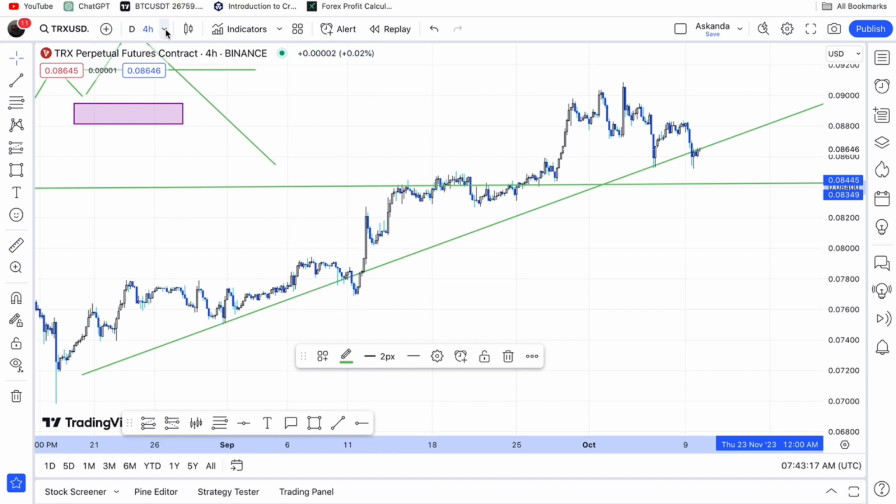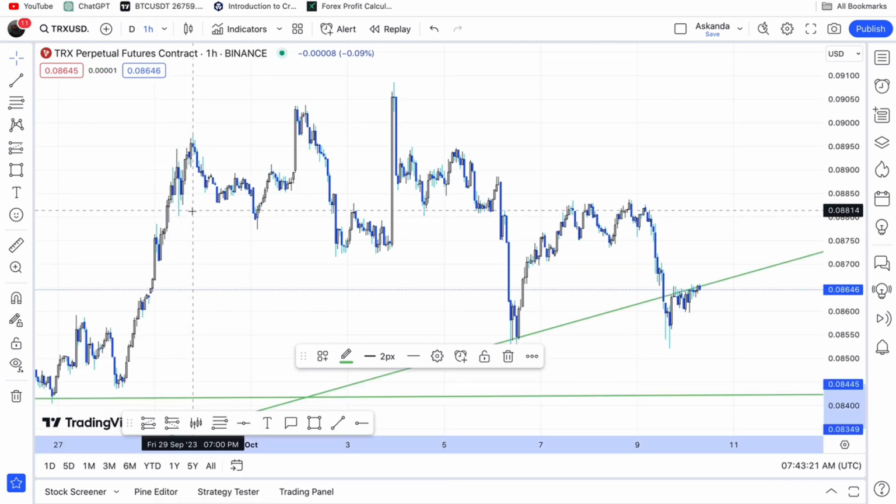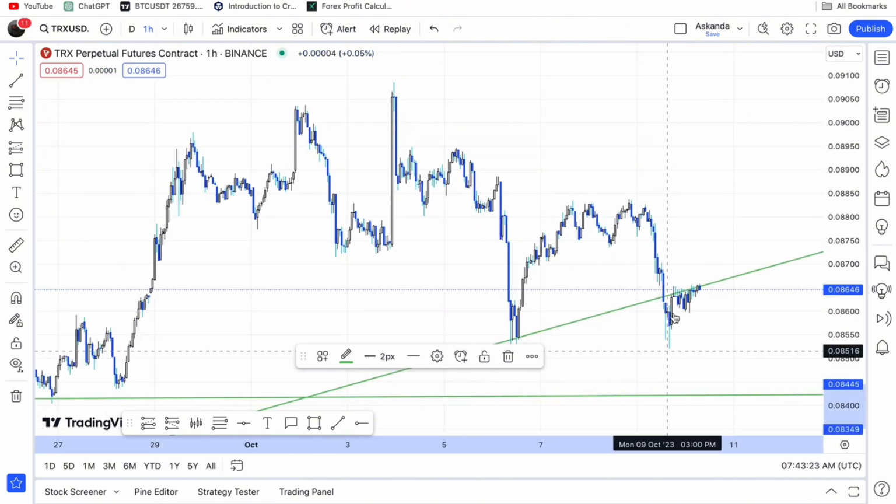Then we go for the 1-hour time frame here. You can see the overall movement of the market is in an uptrend. Daily time frame, TRX is in an uptrend. 4-hour time frame, TRX is in an uptrend. 1-hour time frame. So you now use the 1 hour and take your trades. So the 1 hour will help us determine our stop loss level and our take profit.